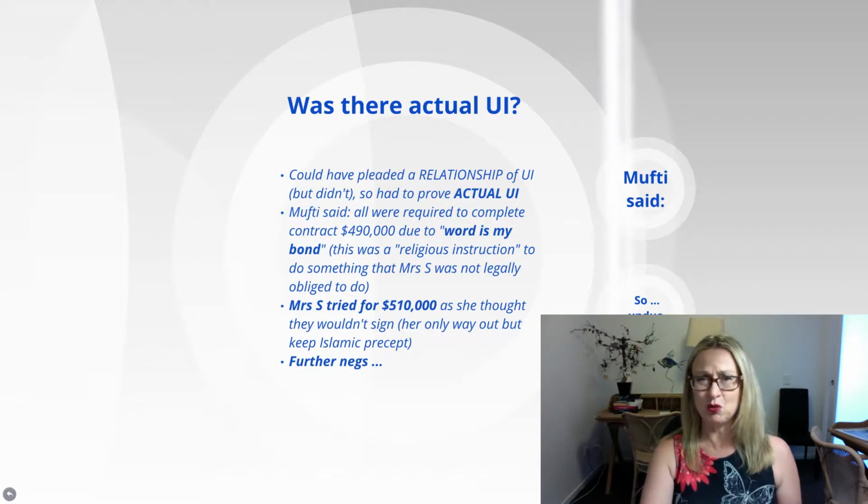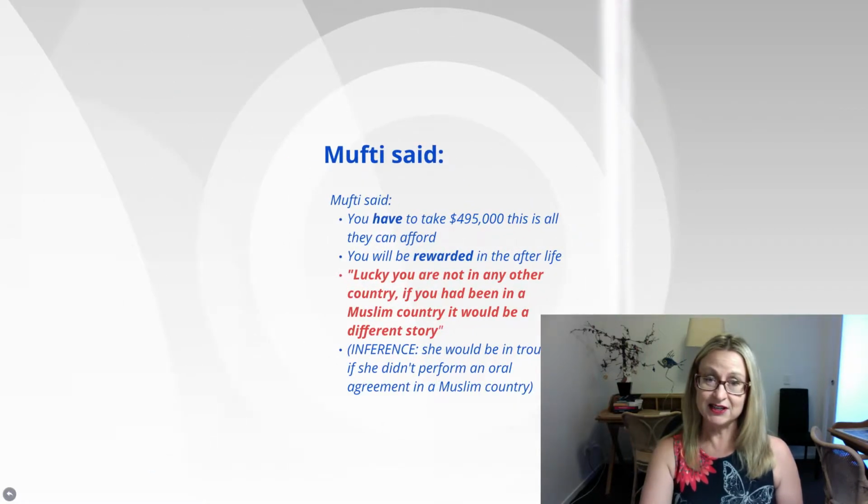Mrs. Siddique really didn't want to go ahead with this sale, and she thought, well, what's the best way forward here? How can I look like I'm complying with the Mufti's direction but still try and get out of this transaction? So she came back with a counter offer of $510,000 because she thought the purchasers just wouldn't be able to afford it and she'd be able to get out of the deal. There were further negotiations that went on, and the Mufti said to Mrs. Siddique, you have to take $495,000 because this is all the husband and wife can afford.